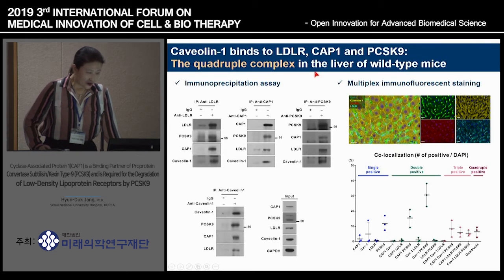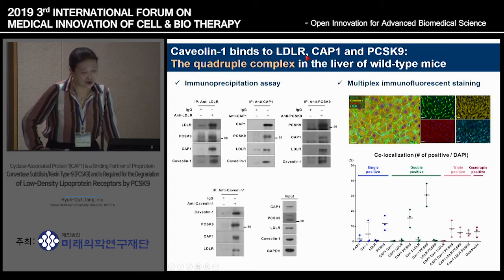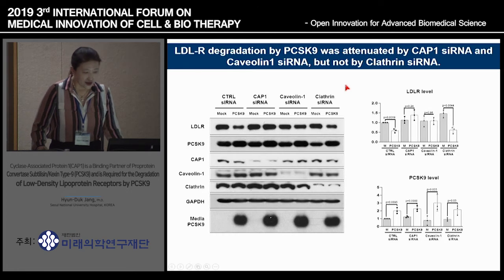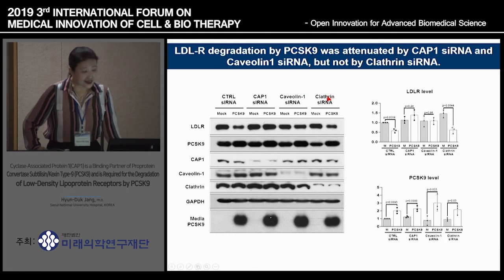Next, we showed caveolin-1 binds to the LDL receptor, CAP1, and PCSK9, which means a quadruple complex in the liver of wild-type mice. IP assays in mouse liver. Here is multiplex immunofluorescence staining. Next, we compared caveolin knockdown and clathrin knockdown, coming back with PCSK9 overexpression systems. With CAP1 knockdown and caveolin knockdown, LDL receptors are protected, but with clathrin knockdown and overexpression of PCSK9, LDL receptors are degraded.